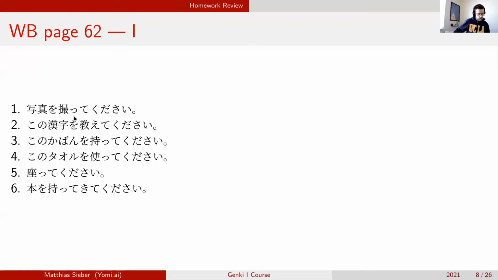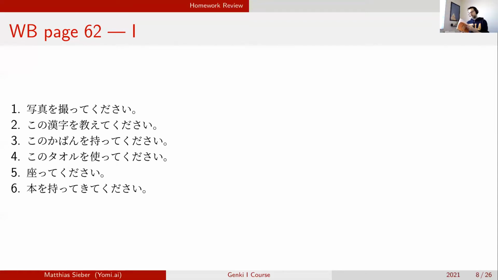And then, for page 62, this is what I have. So we write what each person says using te kudasai, right? So I have shashin o totte kudasai for ichiban. Next we have kono kanji o oshiete kudasai. Sanban we have kono kaban o motte kudasai. Yonban kono pen o tsukatte kudasai. Goban suwatte kudasai. And rokuban hon o motte kite kudasai.